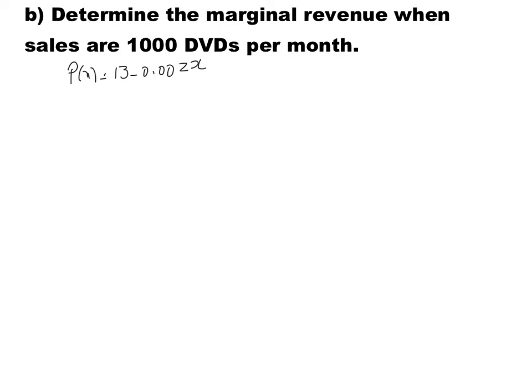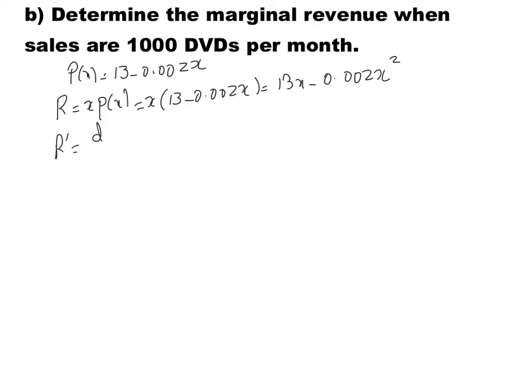To do this one, we know that by definition, revenue is x times p(x), the number of DVDs sold times the price of DVDs, which is going to be x times p of x. We found previously it is 13 minus 0.002x, which is 13x minus 0.002x squared. So R prime, which is dR over dx, is 13 minus 2 times 0.002, which is 0.004x.